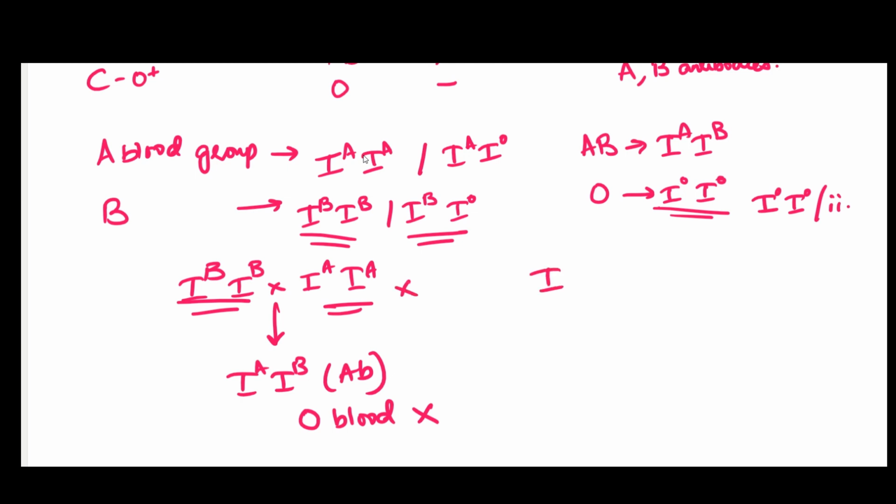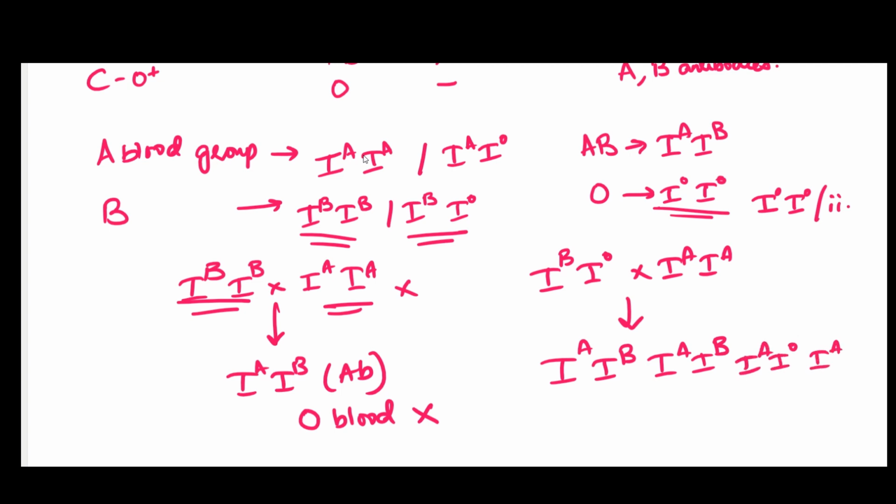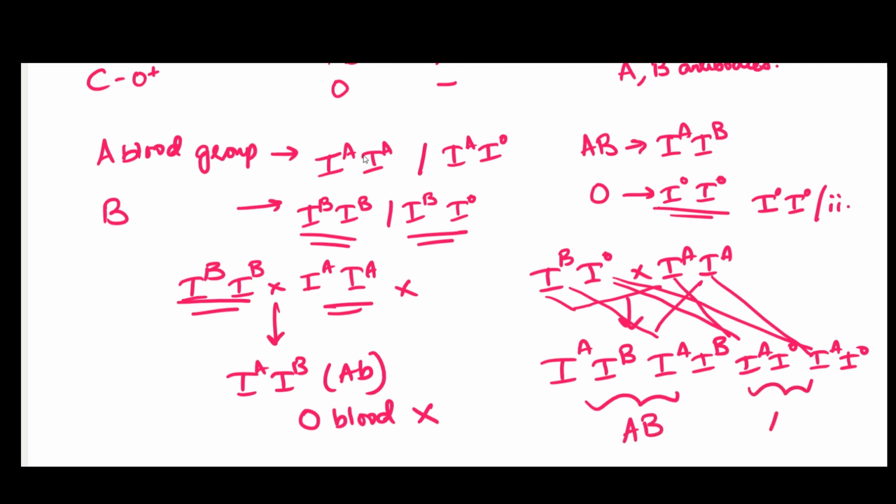Now let us consider if the father is IBIO and mother is IAIA. Then what are the possibilities of the progeny? The progeny can be IAIB, IAIB, IAIO, IAIO. So basically what are we doing? I'm doing it like this. This is how it's being done. Is it clear? Now, what are the children obtained from this cross? They have AB blood group or A blood group. But that's not the case. We have seen that in the question, the child is having O blood group type. So here, this interpretation is also wrong.